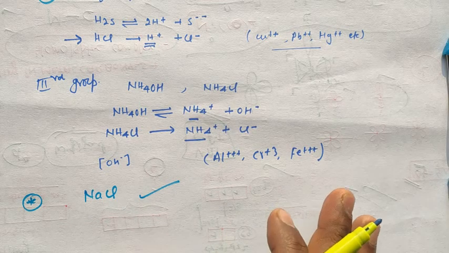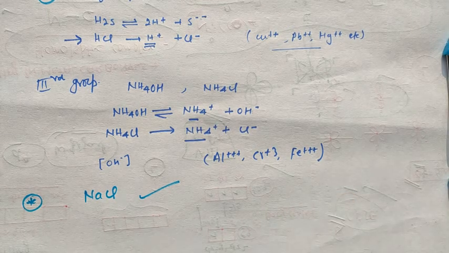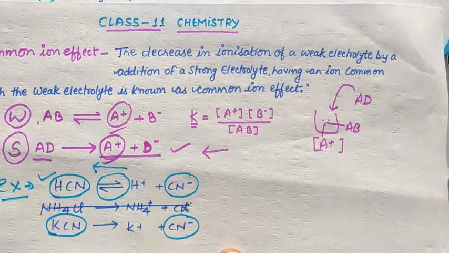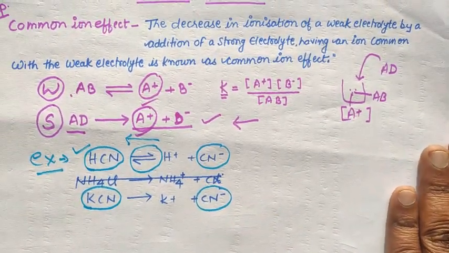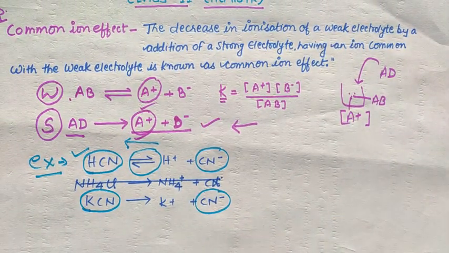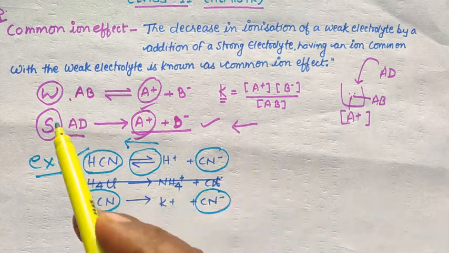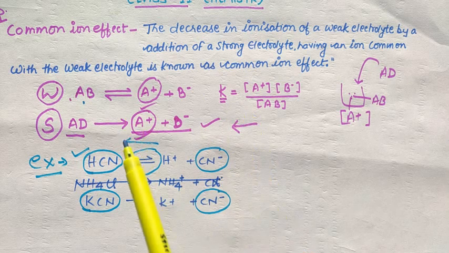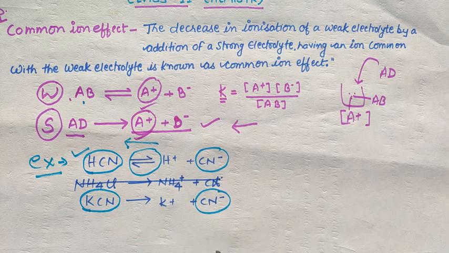But today you only have to understand what the common ion effect is and how we can understand it. So once again, let's recap. This is the definition of the common ion effect: the suppression of dissociation of a weak electrolyte in the presence of a strong electrolyte, both having a common ion. This effect is known as the common ion effect. So now you can understand it very easily.